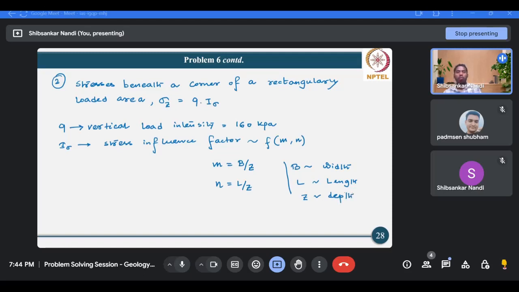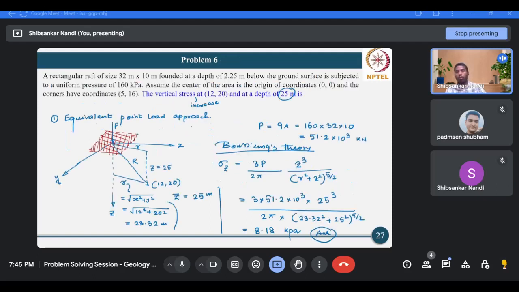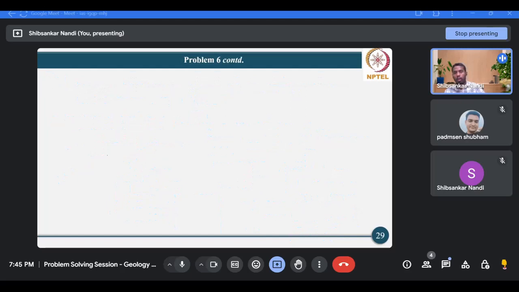Okay, so this is also a very straightforward approach. Just here you have to calculate the I sigma, but you have to be careful that the point where you are trying to calculate the vertical stress increase, that should be exactly below any of these four corners. Okay, not from here, not from here, not here, or not here. Okay, so we'll visualize this.